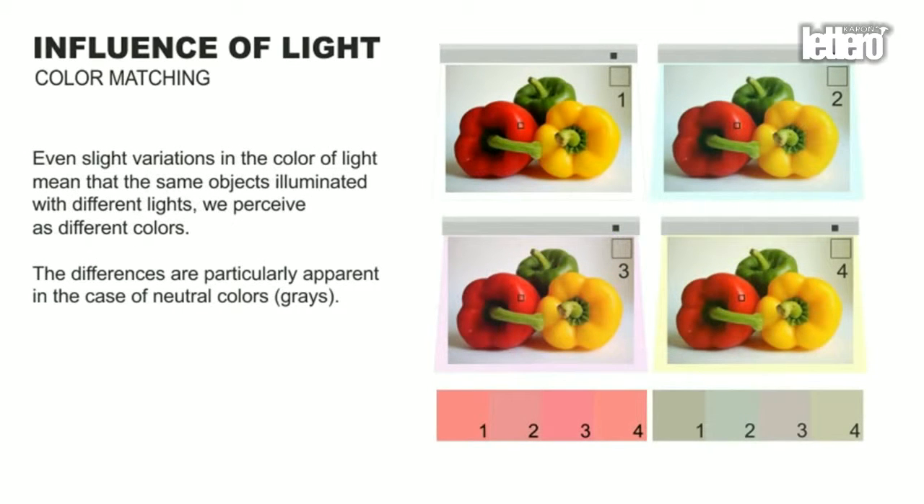Even slight variations in the hue of light mean that the same objects illuminated by different lights are perceived as having different colours. The differences are particularly apparent in the case of neutral colours, grey colours.